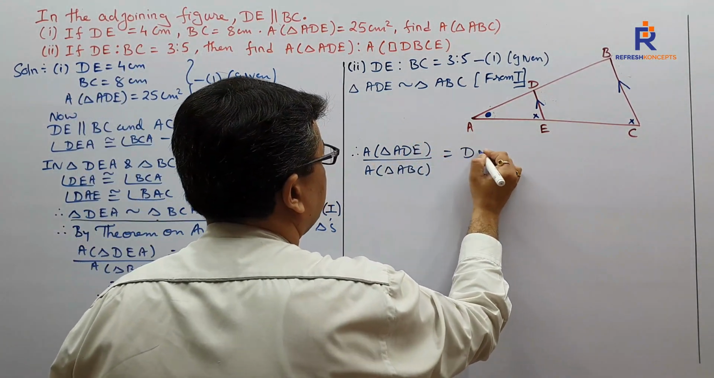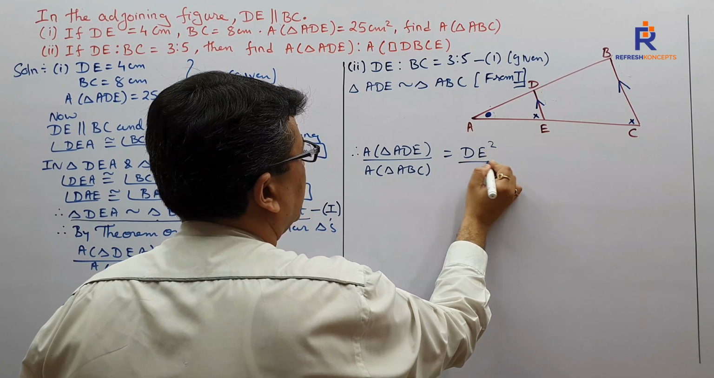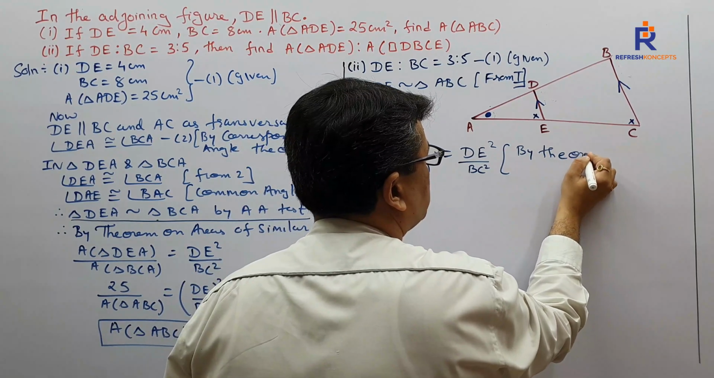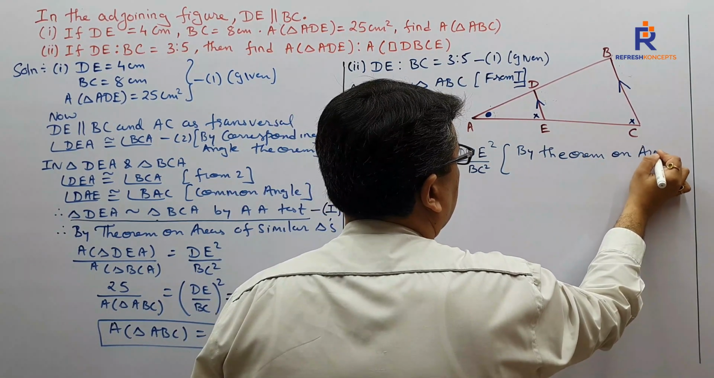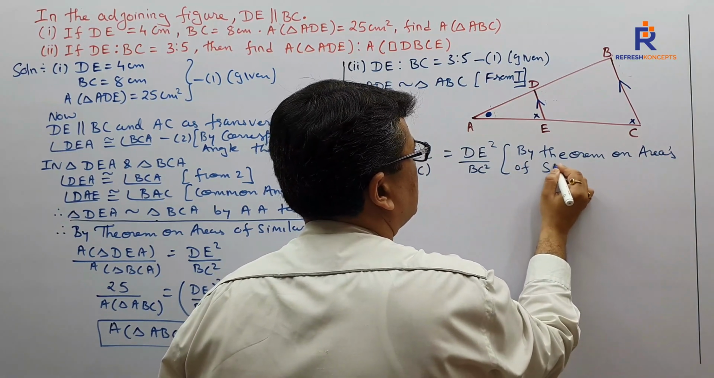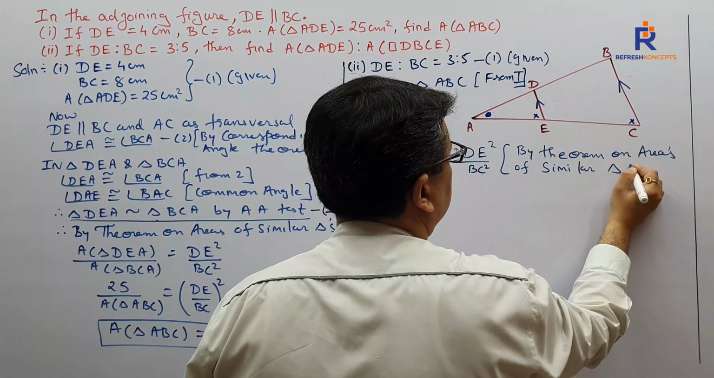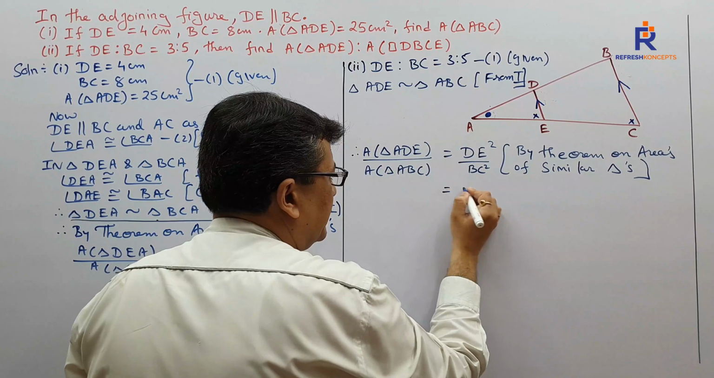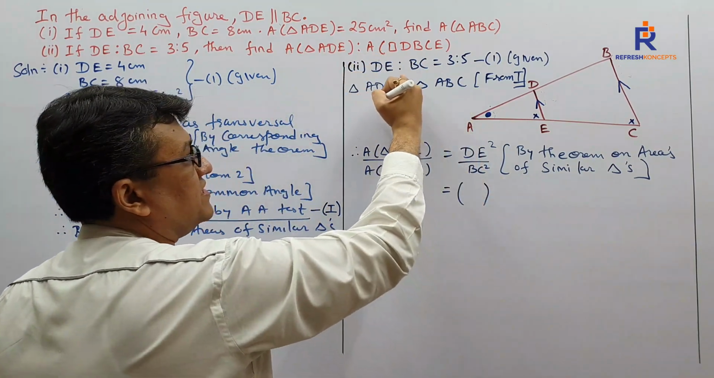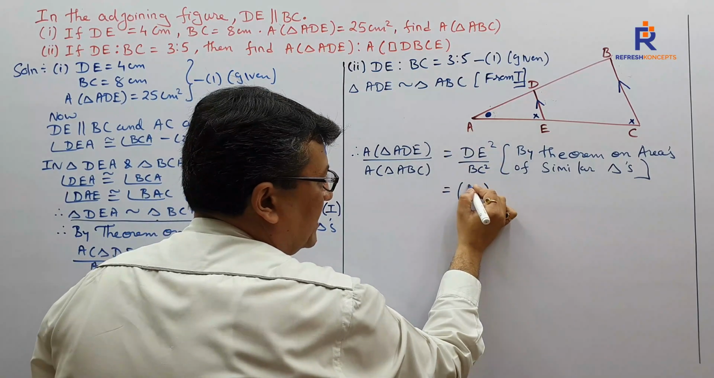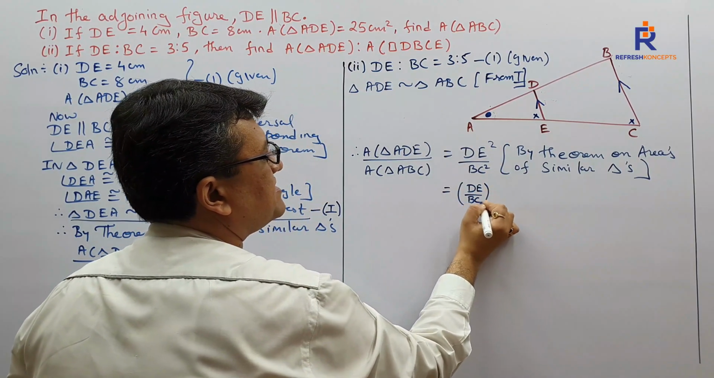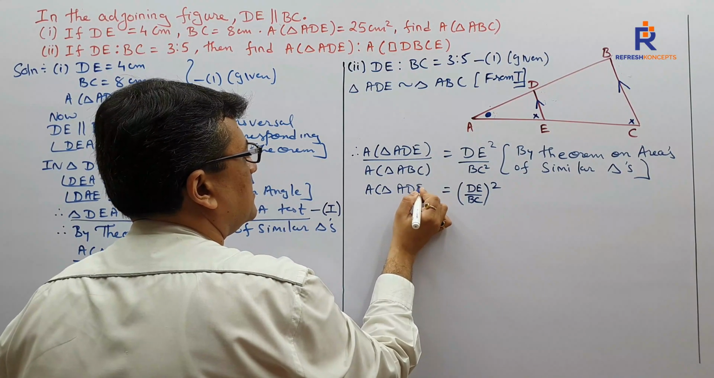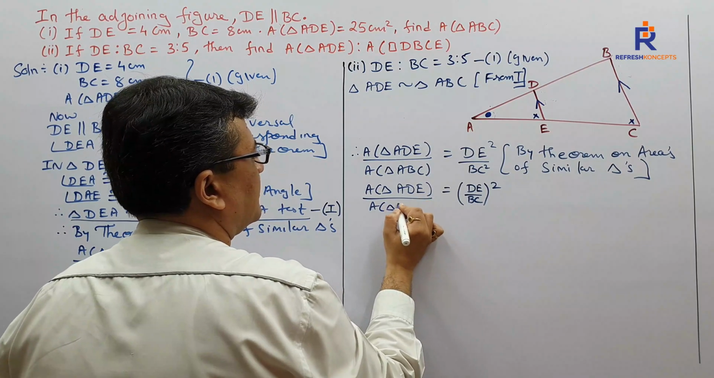It is equal to DE square by BC square, by the theorem. Please do not forget the theorem on areas of similar triangles. This is the reason I was talking about not taking the common multiple. D is to BC, 3:5. Can I say DE by BC the whole square is nothing but area of triangle ADE upon area of triangle ABC?